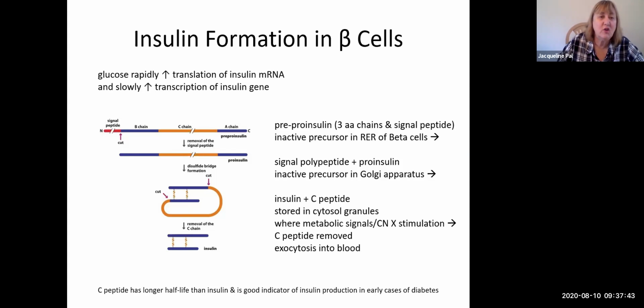But what we have learned is this C-peptide has a much longer half-life, and it's a good indicator of insulin production, especially in early cases of diabetes. You can realize that the person is kicking out no insulin or the person is kicking out lots of insulin.